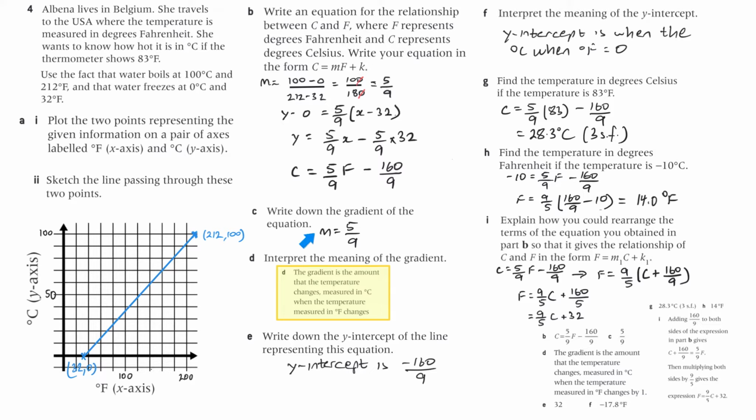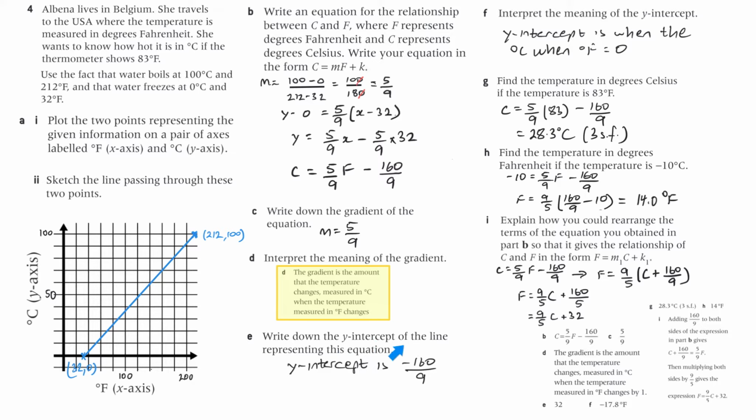C. Write down the gradient of the equation. Well, that's the gradient. That's our m. y equals mx plus c, or b. So that's 5 on 9. D. Interpret the meaning of the gradient. Well, this has come from the answers. It says the gradient is the amount that the temperature change is measured in degrees C when the temperature measured in degrees F changes. Well, that's good. That's the independent variable there. That's the dependent variable, and so C is on the y-axis, as it should be. And also that would indicate that F is the independent variable on the x-axis.